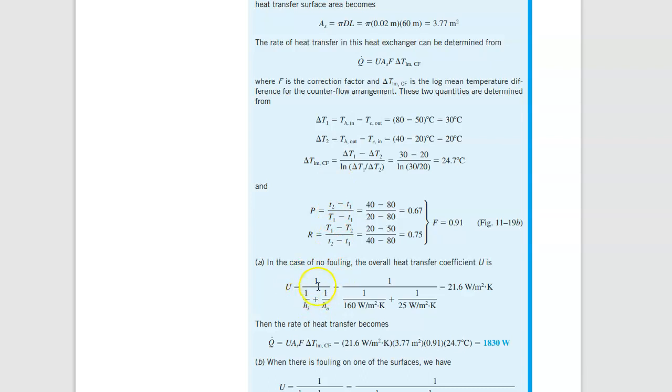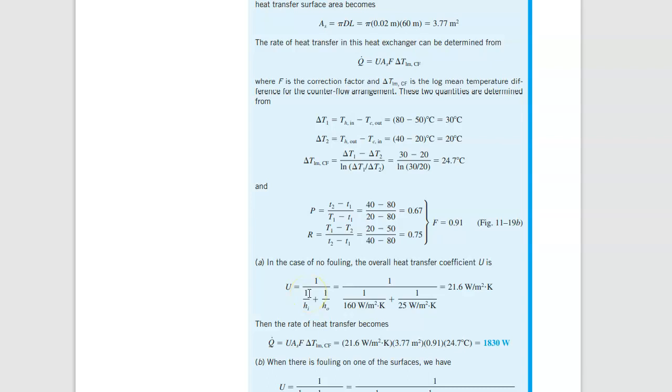U is the overall heat transfer coefficient, equal to 1 over R total. R is equal to 1 over Hi plus 1 over Ho. If you remember, U is equal to 1 over R total. This is the formula that you have. So U is equal to 21.6 watts per meter square Kelvin. Okay, and you got U over there.